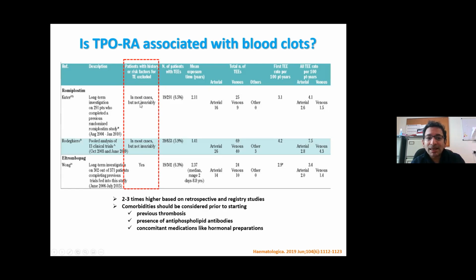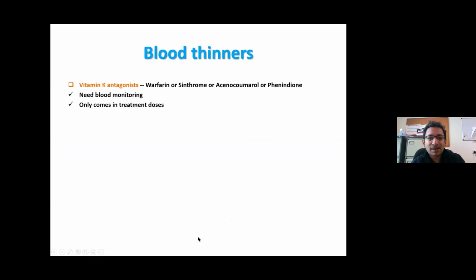But the important thing is that it tends to happen if people have underlying risk factors for blood clots, which could be previous thrombosis, presence of antiphospholipid syndrome, and concomitant medications like the contraceptive pill or hormone replacement therapy. So if you do develop blood clots with any of these ITP or thrombopoietic receptor agents, we give you blood thinners, which are 3 types.